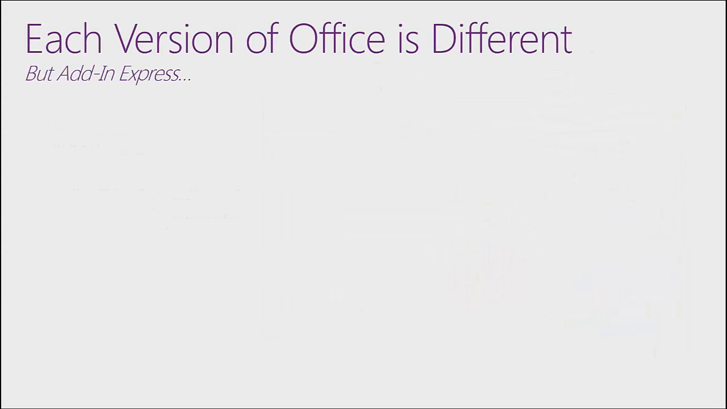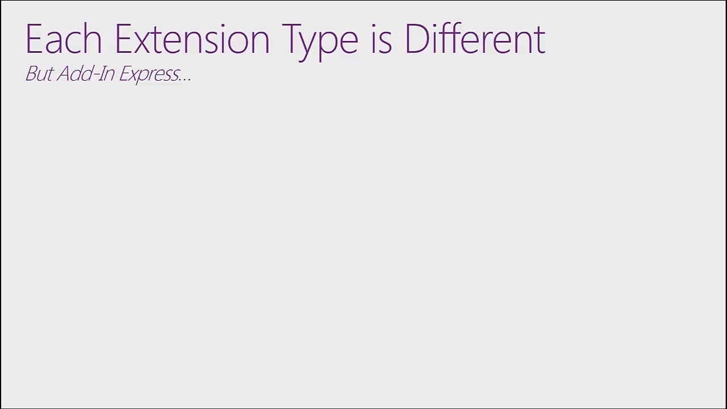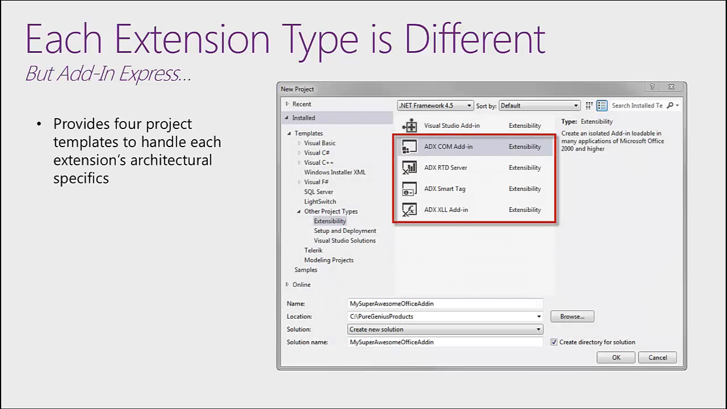Not only is each application different, but each version of Office is different as well. But Add-in Express provides a version-independent framework so that when you set up your Office extension, all you need to do is choose your base Office version, and Add-in Express will ensure it works at the base version as well as any subsequent version. Continuing our theme of what's different, each extension type is different as well, but Add-in Express provides 4 project templates to handle each extension's architectural specifics. Simply choose the project template for your desired extension, and Add-in Express sets up the project for you.